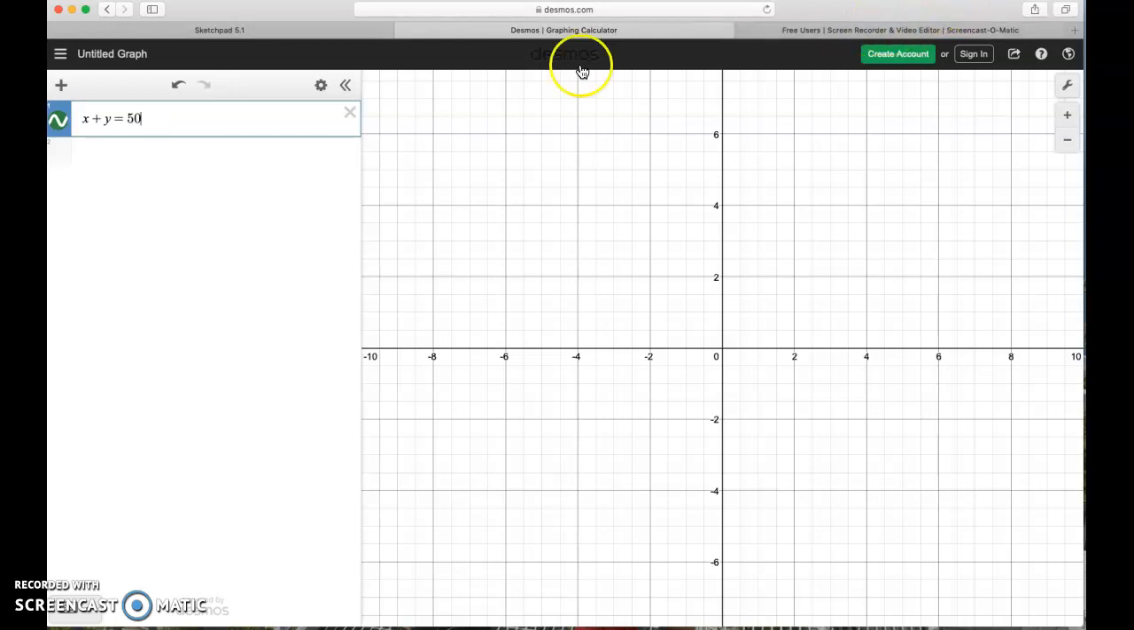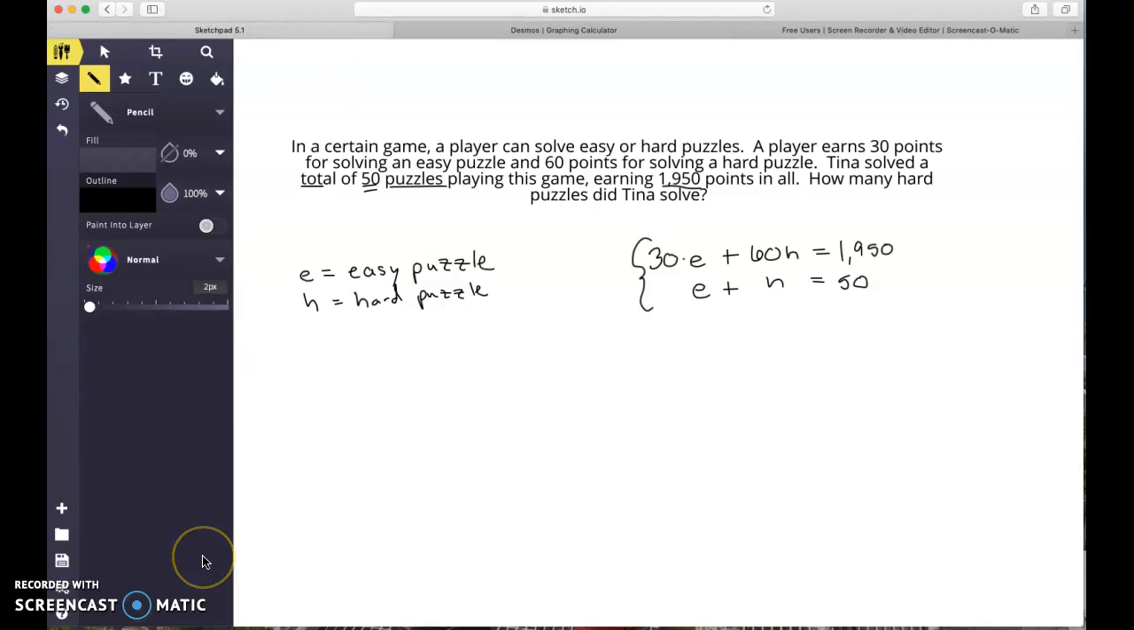So if that's the case, you may just want to pop back over and redefine your variables. Maybe instead of E, we call that X, and instead of H, we call it Y. And we could even rewrite our equations. So we've got 30x plus 60y equals 1,950, and x plus y equals 50. Okay, so it's just a simple process of redefining your variables. Not a big deal.